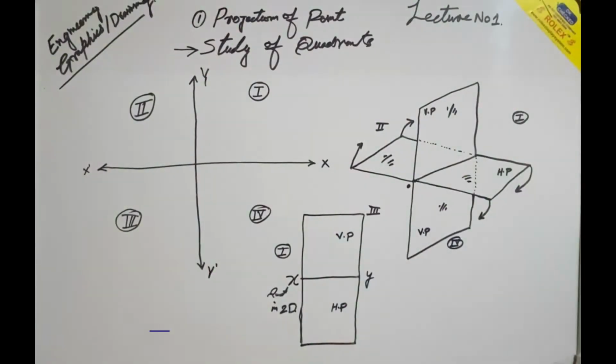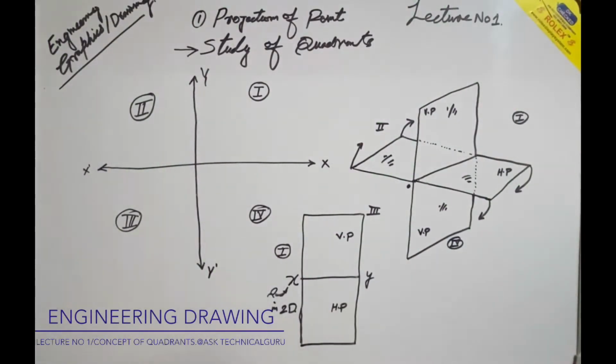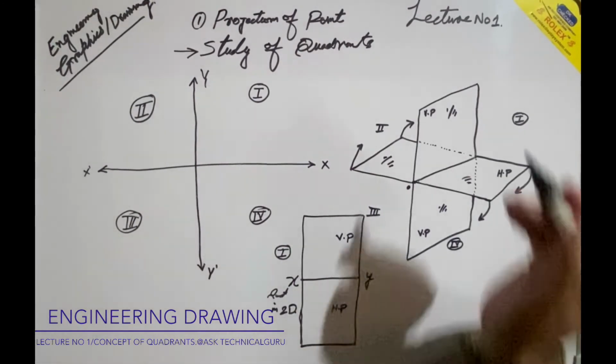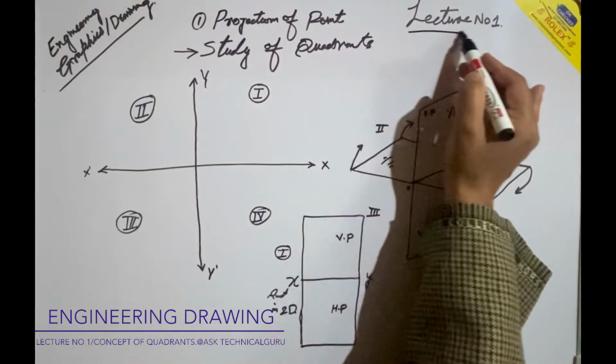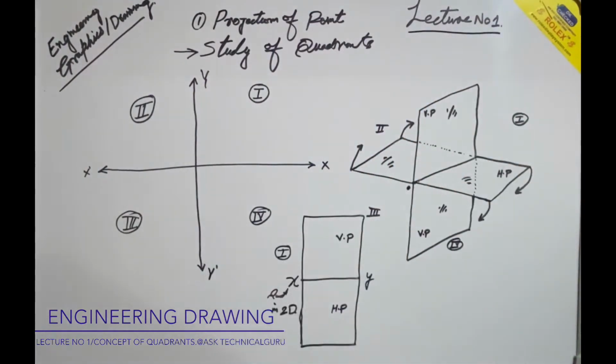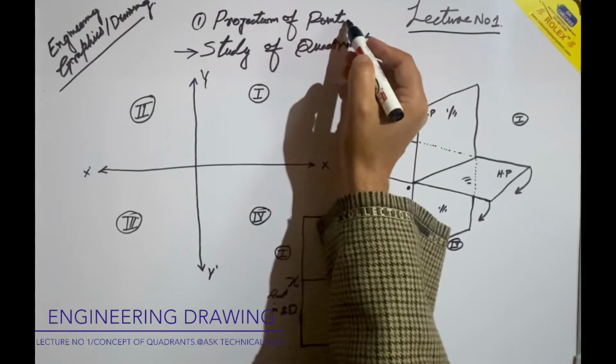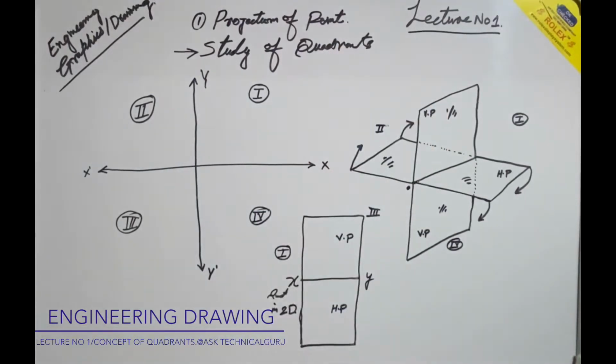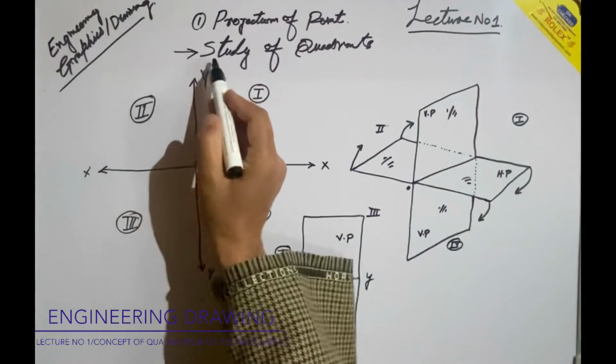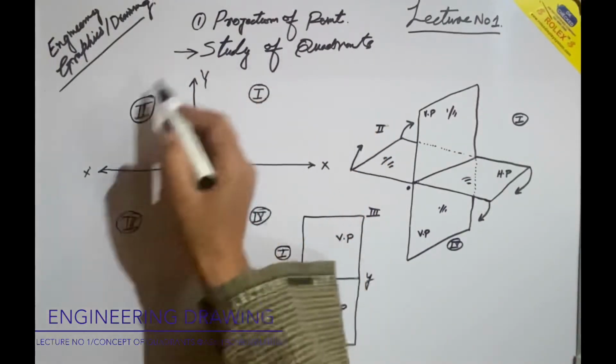Today we will discuss engineering graphics. This will be the first lecture, lecture number 1, about projection of points, orthographic projection of a point in various quadrants. As we know, we have 4 quadrants. Here we have to study the quadrants.